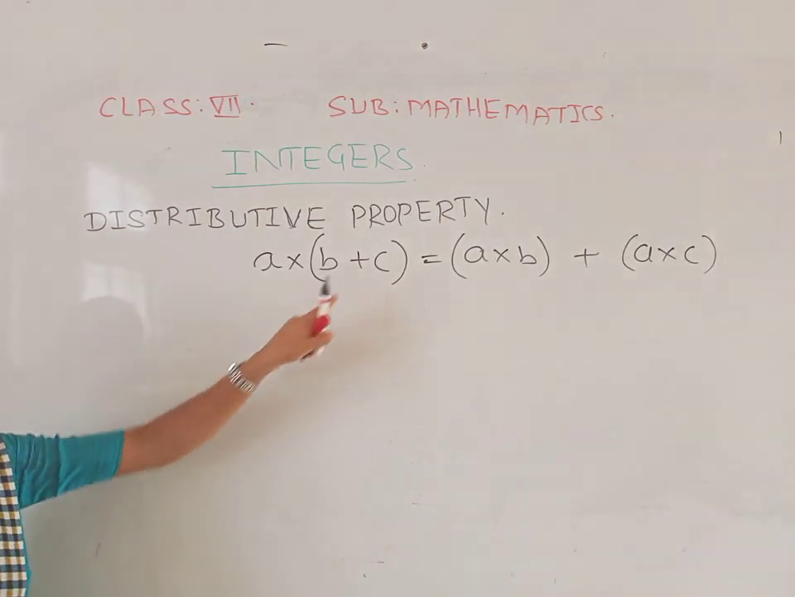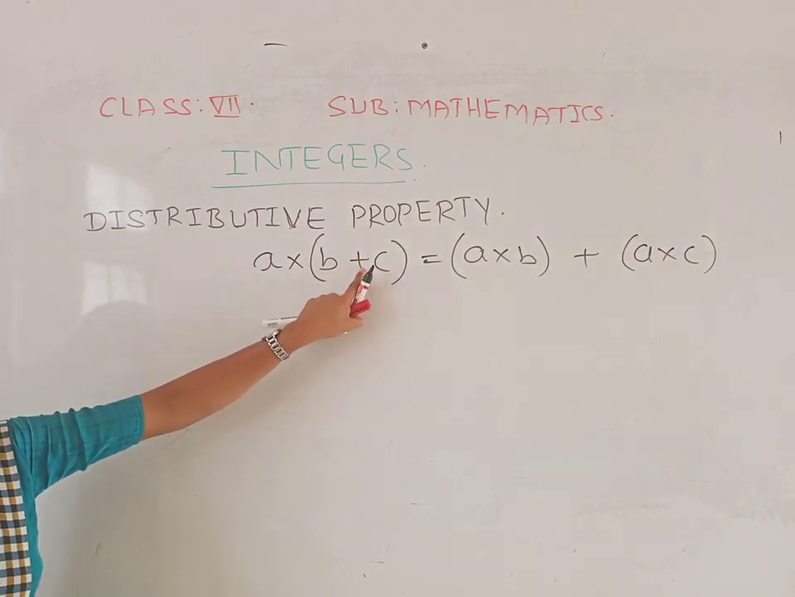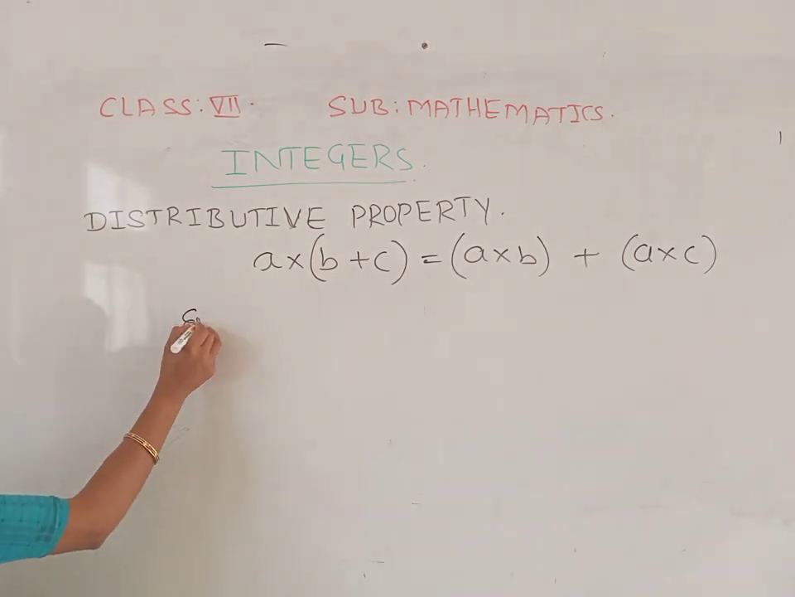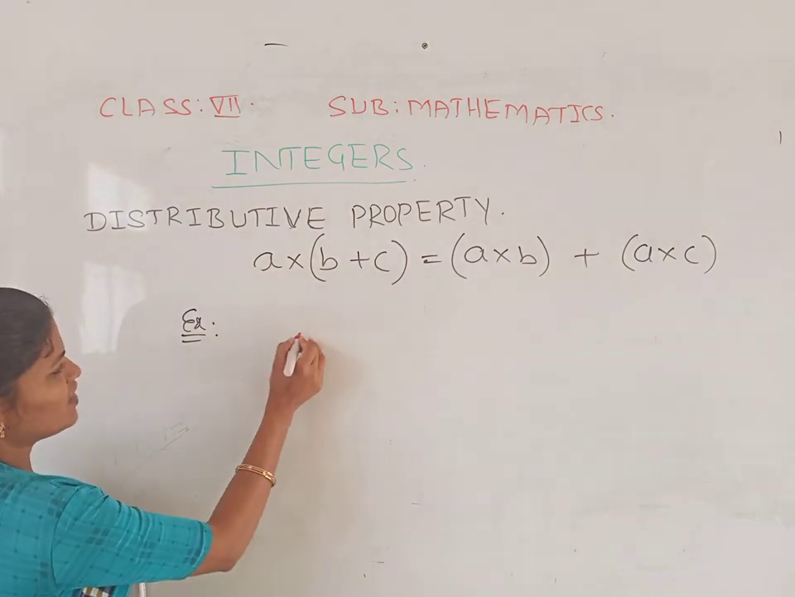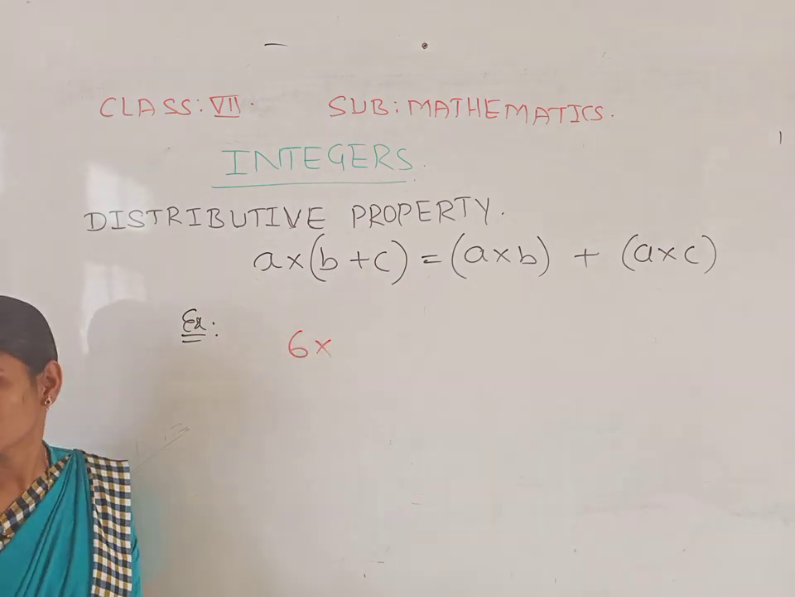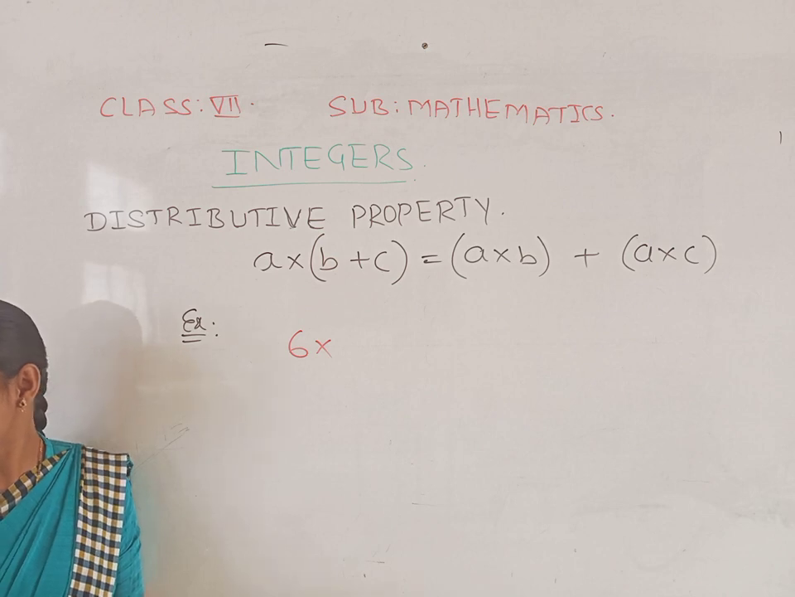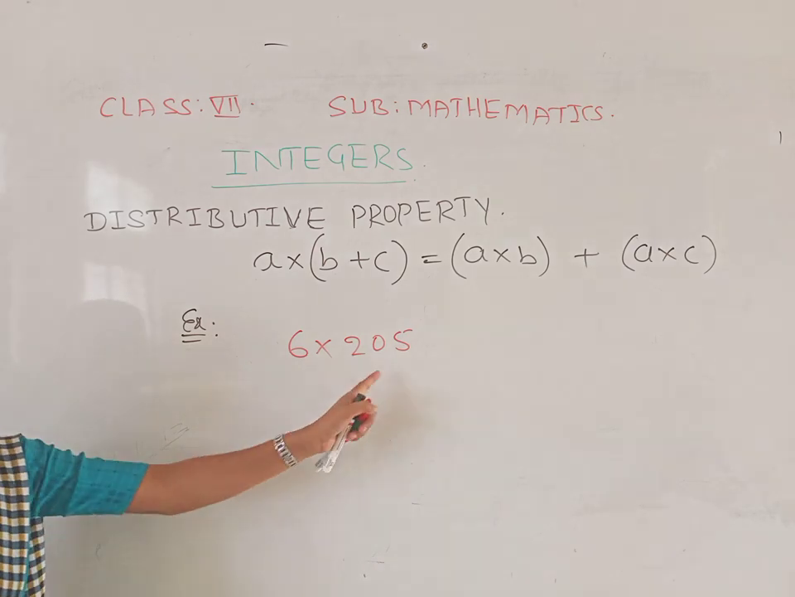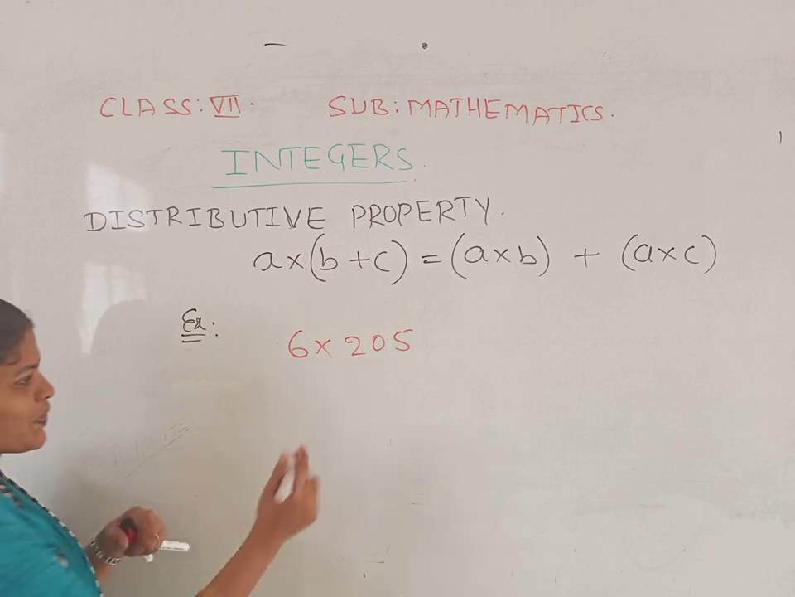Yes, it is under addition over the multiplication. Okay, just we have to take one example here. Any one example, your own. Please tell me, 6 into a 3-digit number. 205. Directly you can multiply, but make that multiplication so easy here. How?